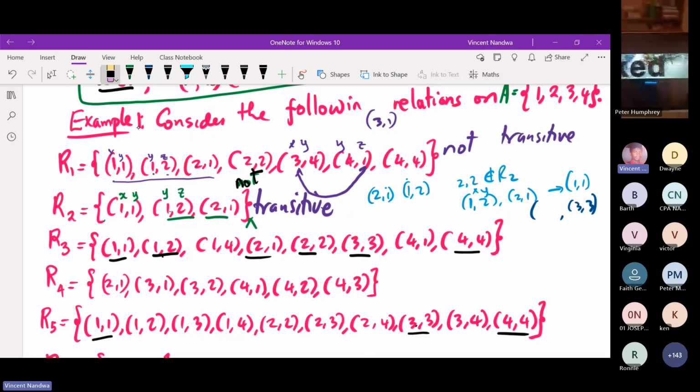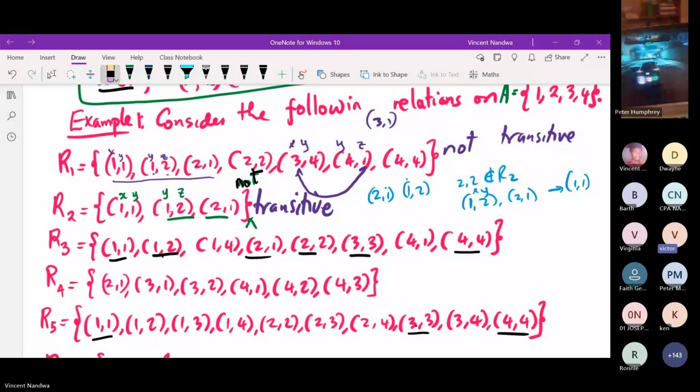Are you able to find any pair that disobeys that condition, that there's an xy and yz, and there's no xz in R3? No. You are sure? It is transitive, yes, it is transitive.